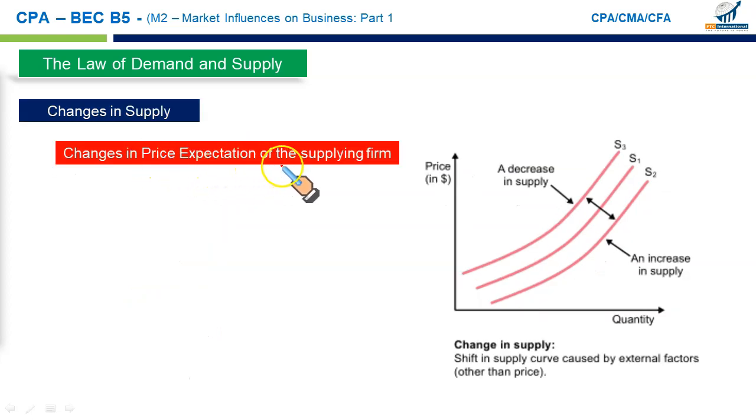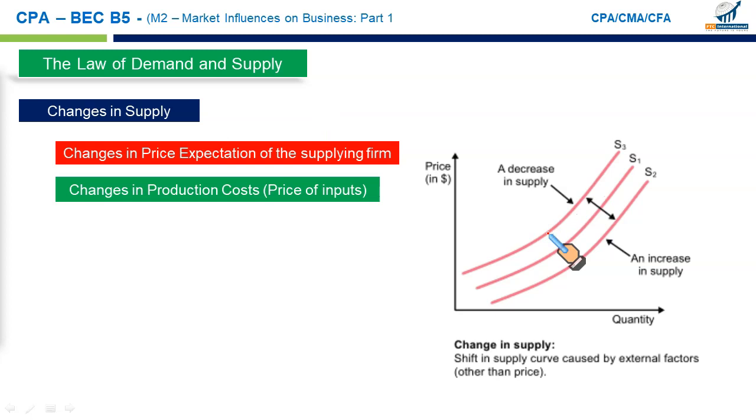Changes in the price expectations of the supply firm. If you expect the price in the future to fall, you will tend to supply more and more, so the supply curve will shift outwards. And if you expect the prices to go up in the future, so right now you tend to supply less and less. So changes in price expectations will also shift the supply curve inward and outward.